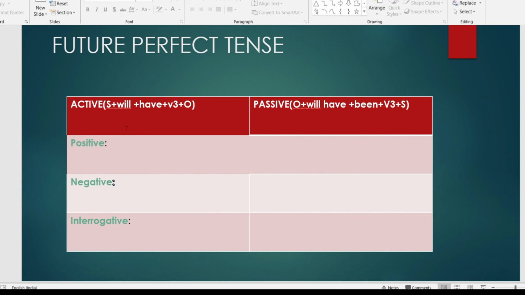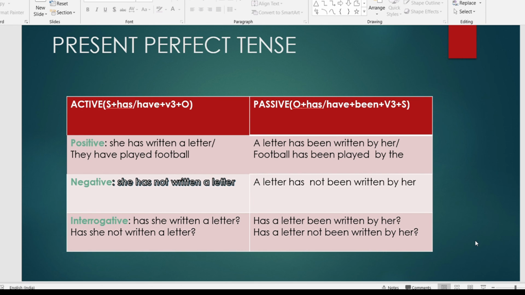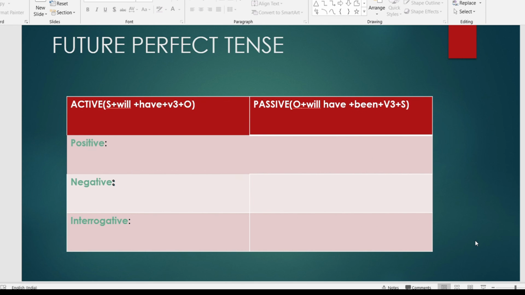Now in case of future perfect tense, we need to use will have at the place of the helping verb. So instead of had that we used in past perfect tense or has, have that we used in present perfect tense, we are just using will have. Now we need to understand what's the use of future perfect tense. Future perfect tense is used when we say that something will have happened in the future. कोई चीज जो future में हो चुकी हो.